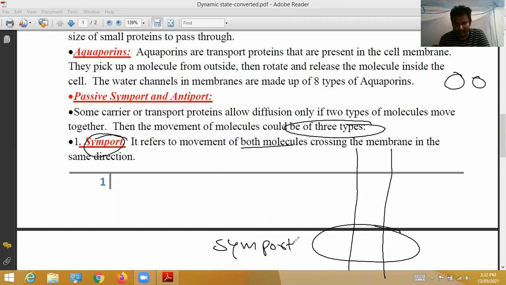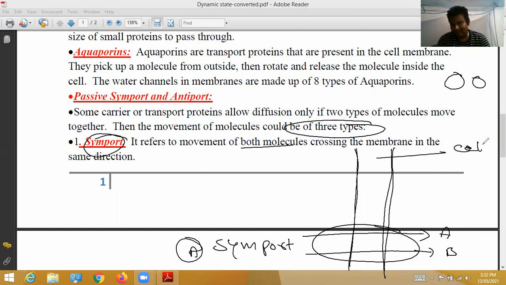Symport. A symport will move both the molecules, molecule A and molecule B, crossing the membrane. This is the cell membrane. Both molecules cross the membrane in the same direction.